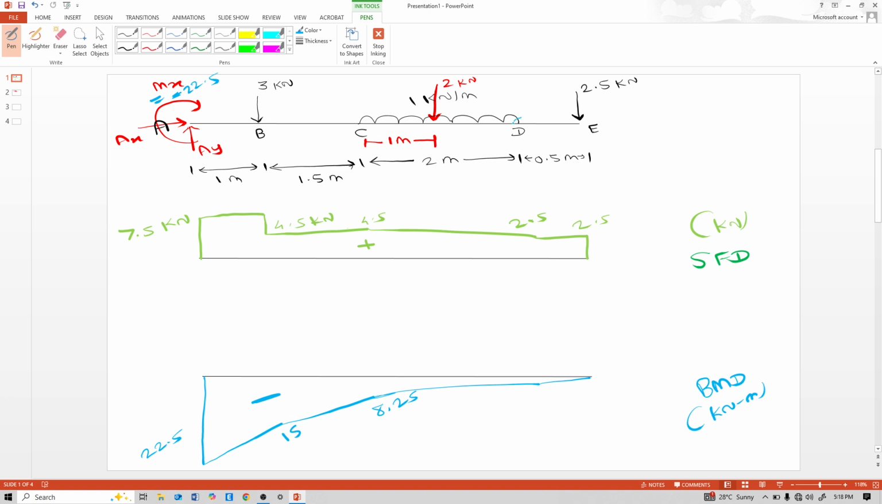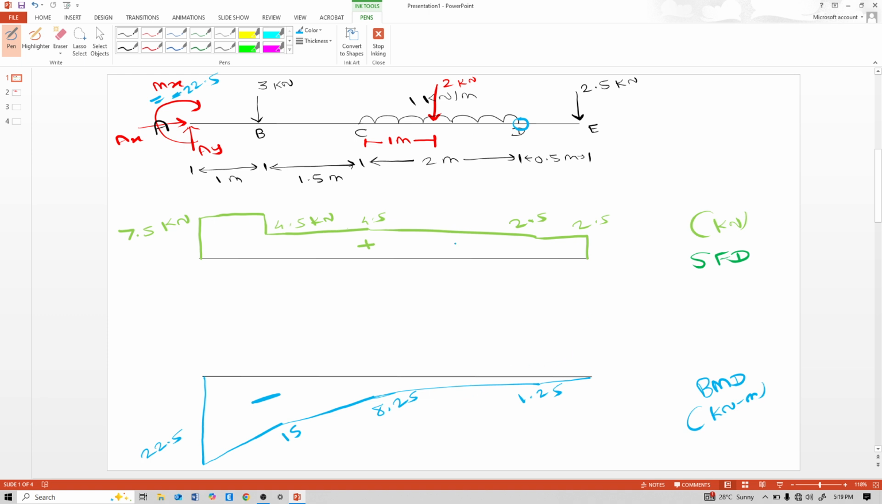Now calculate moment at this D point. See, right hand side forces. This 2.5 into 0.5, it is clockwise, 2.5 into 0.5. It is 1.25. Change sign. When we see forces from right hand side, then change sign: minus 1.25. So it is minus. So this 22.5 is hogging bending moment. So our judgmental shape is correct.